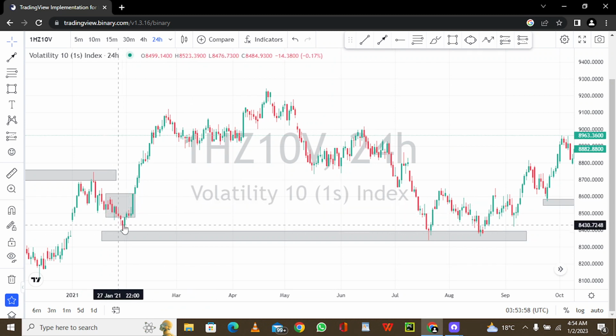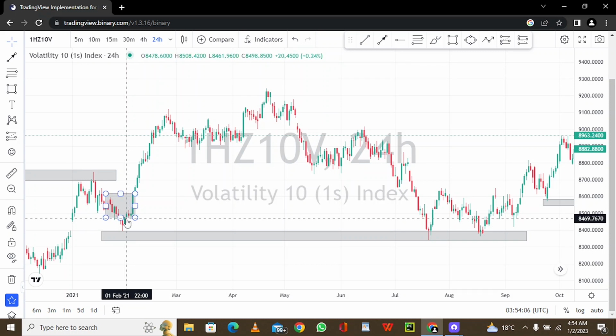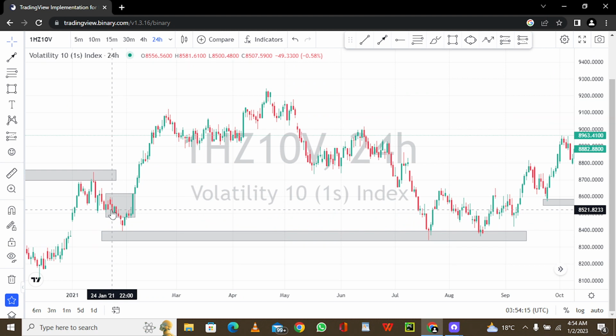Look at just one candle. Look at how many candles it covers. This covers 1, 2, 3, 4, 5, 6, 7, 8, just 8 candles, which means a candle that's formed in one day is able to cover the candles that were formed in 8 days. So this is an example of a power candle.